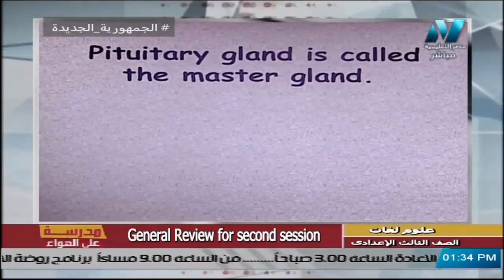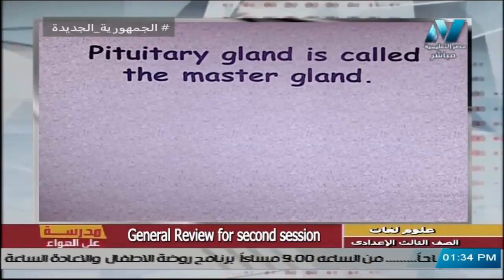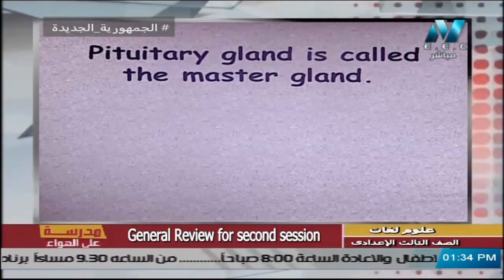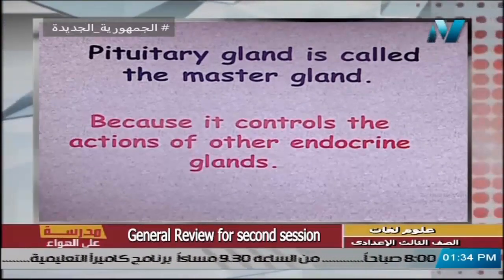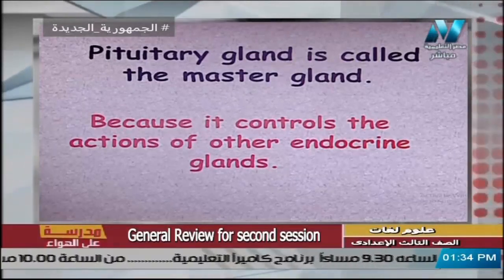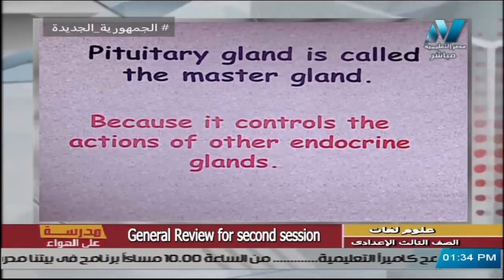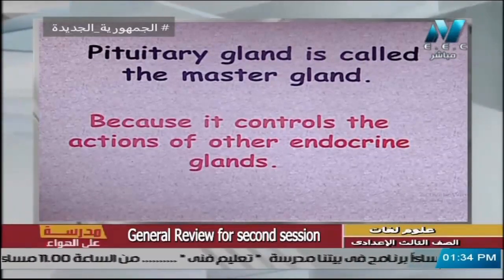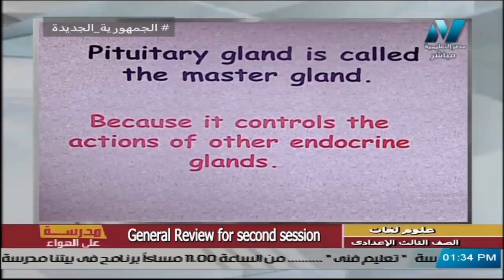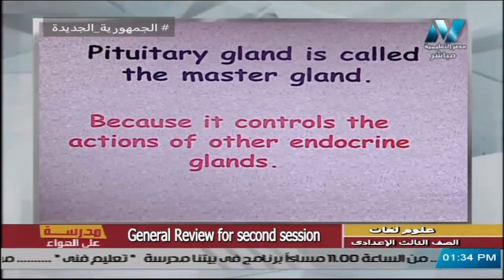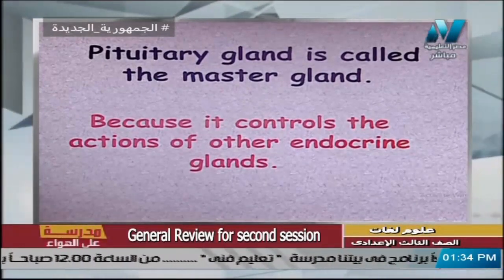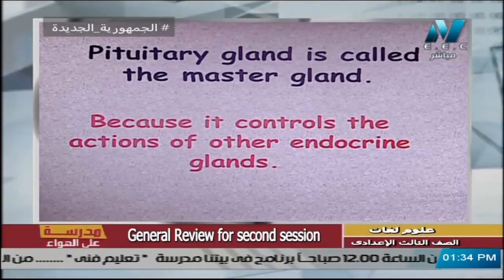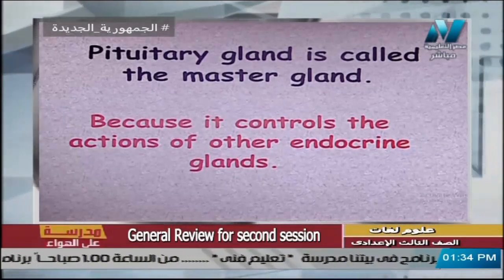Another question of give reason. Pituitary gland الغدة النخامية is called the master gland. ليه بنسميها master gland الغدة الرئيسية؟ Because it controls the action of other endocrine glands لأنها بتتحكم في كل الغدد التانية عشان كده بنسميها master gland أو ساعات بنسميها main gland. Pituitary gland is called the master gland because it controls the action of other endocrine glands.